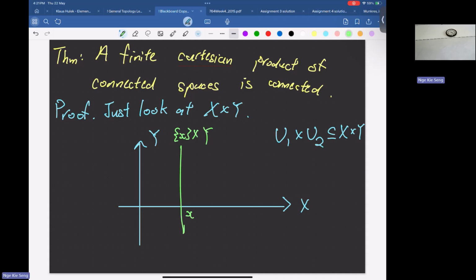So this is the whole line, right? This whole line is connected because this line is homeomorphic to Y. You can build a homeomorphism here. Can you build a homeomorphism here? You just send (x, y) to y. It's a homeomorphism. And then you can do this for all x's.